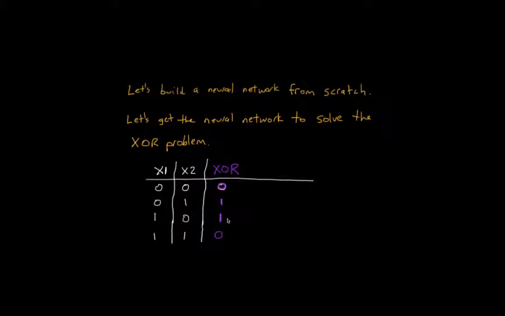This XOR truth table is a tricky thing for the neural network to represent. In fact, Minsky and Papert in the late 1960s showed that neural networks at the time, which were called perceptrons, couldn't solve this problem, and this killed neural network research for years.